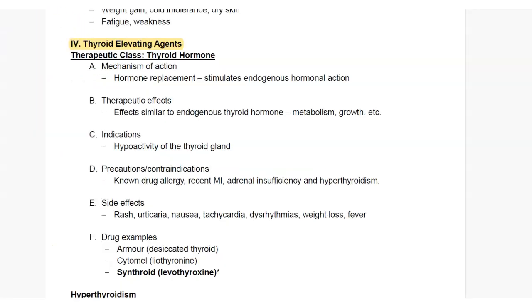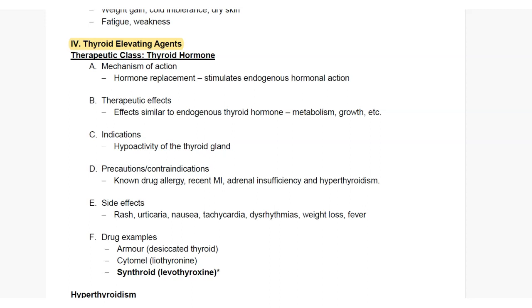In order to treat low thyroid levels or hypothyroidism, we administer thyroid elevating agents, or basically we administer thyroid hormones. It does the job for a patient's thyroid hormone, whether they're not producing enough or they don't produce any thyroid hormone at all. The therapeutic effects that we should expect when we're administering thyroid hormones is that of the thyroid hormone. Again, it helps with metabolism, growth, and so on. Indications for it would be hypothyroidism or hypoactivity of the thyroid gland.